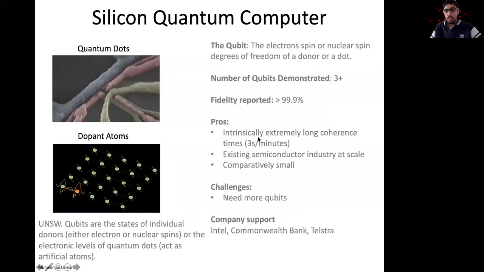Some of the good things about silicon qubits, as I said, are that they are very small, the material is very good, scalability is nice, and there is long coherence time. Some challenges: right now, packing more qubits in silicon is a challenge. Research teams are working on it, but a bit more work is still required.